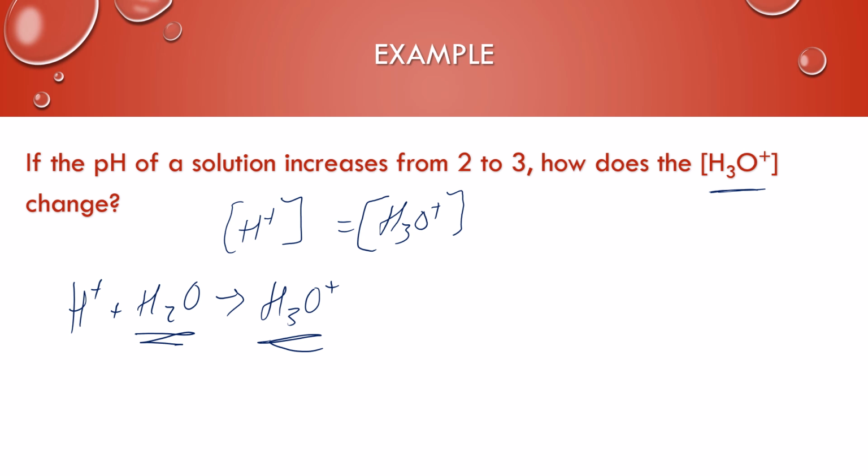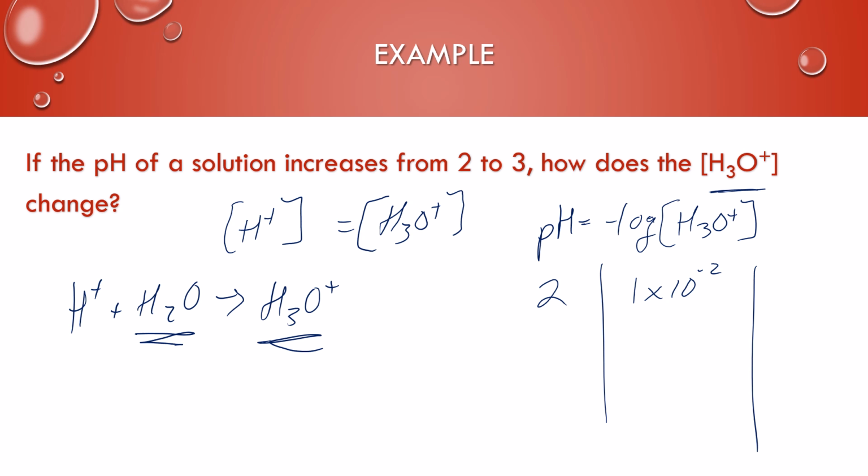So it doesn't matter whether you say the pH is equal to negative log of the H plus concentration or pH is the negative log of the H3O plus concentration. It means the same thing. So that means if the pH is changing from 2 to 3, so if I have a pH of 2, my H3O plus concentration is 1 times 10 to the negative 2, or 0.01.